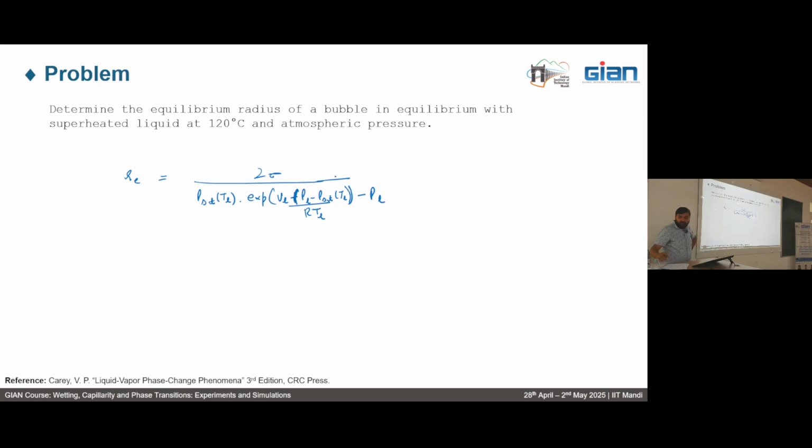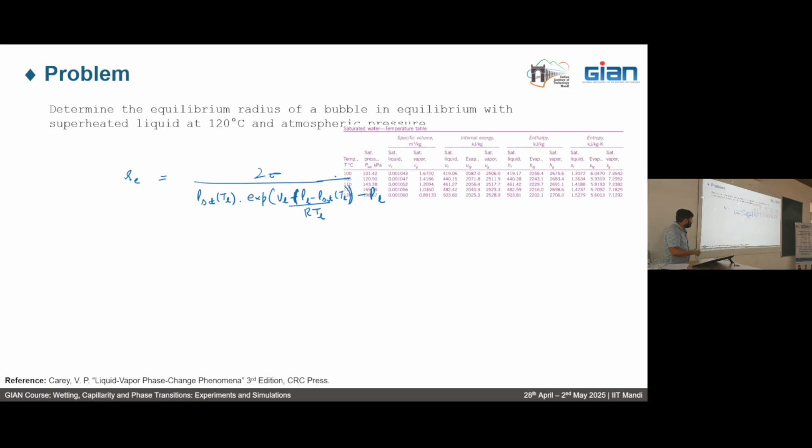So for this we need the properties of the liquid at 120 degrees centigrade, that we can get from the steam tables, the saturated water temperature table. From here we can see the saturation pressure, the saturation liquid volume, and all these parameters. And in the end, what you will get is that RE would be equal to 1.2 micrometer. It is 1.2 times 10 to the power minus 6 meters.